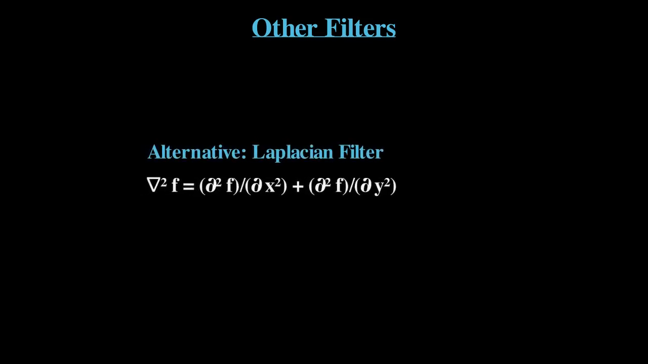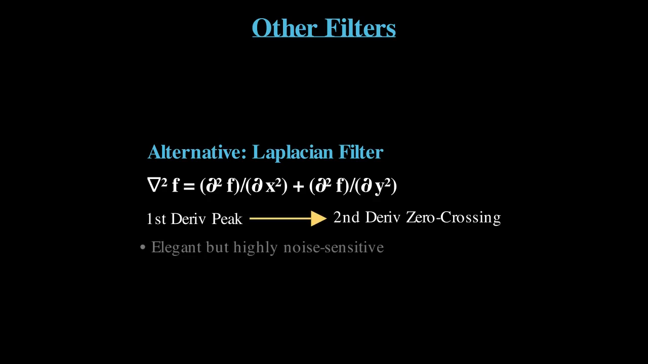While Canny relies on first-order derivatives like Sobel, other methods do exist. The Laplacian filter, for example, uses second-order derivatives. Instead of looking for peaks in the gradient, the Laplacian looks for zero crossings, which are places where the second derivative changes sign. Though mathematically elegant, the Laplacian is highly sensitive to noise, which is why Canny remains the gold standard.